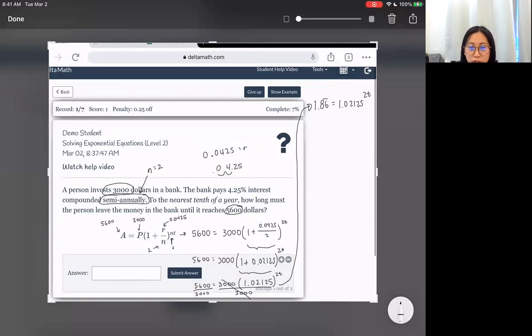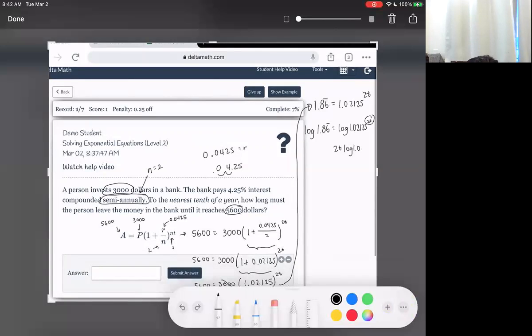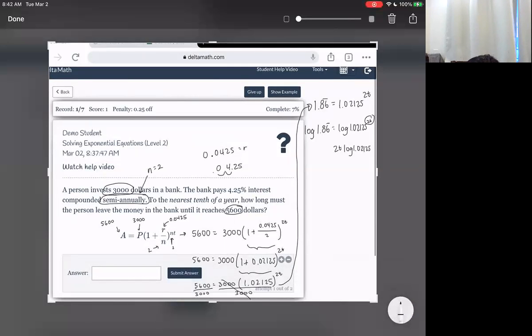So now we have the 2t as our exponent. And so remember, when you want to get it out of the exponent, we're going to just write log in front of both sides. So we're going to take log of both of these. So log of 1.86 repeating is equal to log of 1.02125 to the power of 2t. So we take the log of both sides. And when you do a log of an exponential, this exponent gets moved to the front. So 2t log 1.02, I'm writing that wrong, 1.02125. Okay.